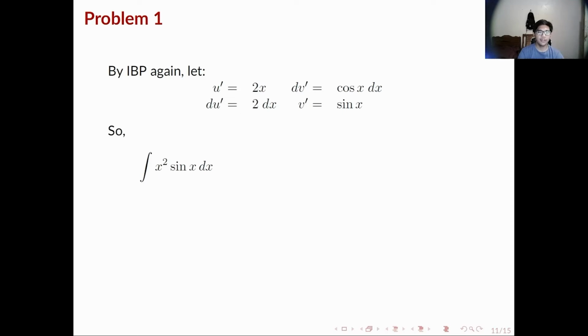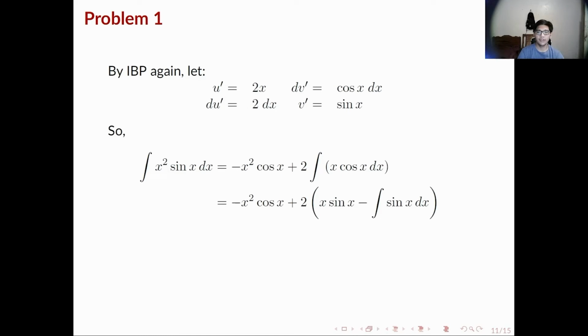So we have the integral of x squared sine of x dx is equal to negative x squared cosine x plus 2 times the integral of x cosine x dx. Now, to integrate this by using IBP, we have negative x squared cosine x plus 2 times x sine of x minus the integral of sine of x dx.